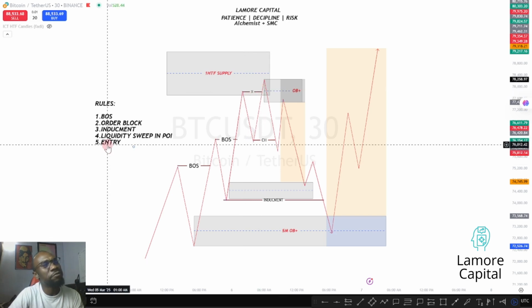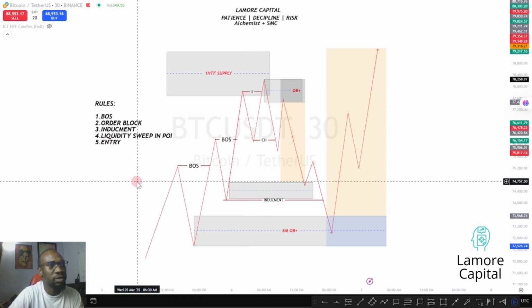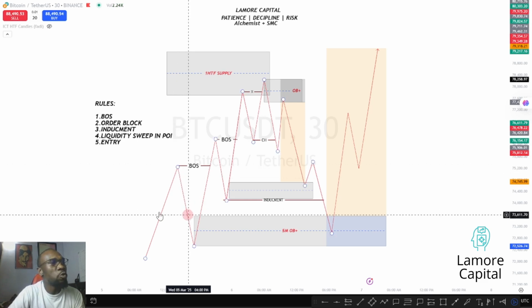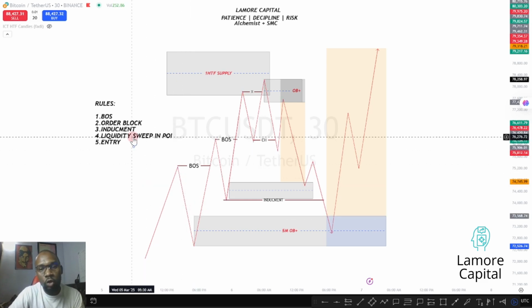So my number 5th rule is my entry. This is where I come to my 5 minutes time frame. This is my entry zone. Of any order block, any extreme order block that I have, I always use my fib level to know the precise place that I'm supposed to get my sniper entry.